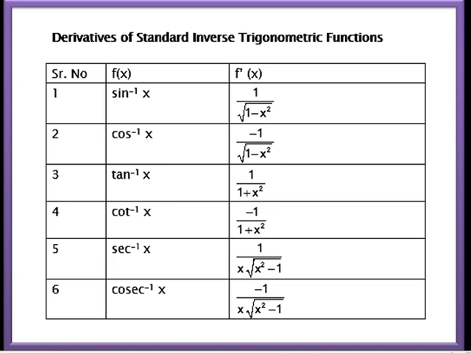What is derivative of tan inverse x? It is 1 upon 1 plus x square. Derivative of cot inverse x is minus 1 upon 1 plus x square. Derivative of sec inverse x is 1 upon x into root x square minus 1. What is derivative of cosec inverse x? It is minus 1 upon x into root x square minus 1.